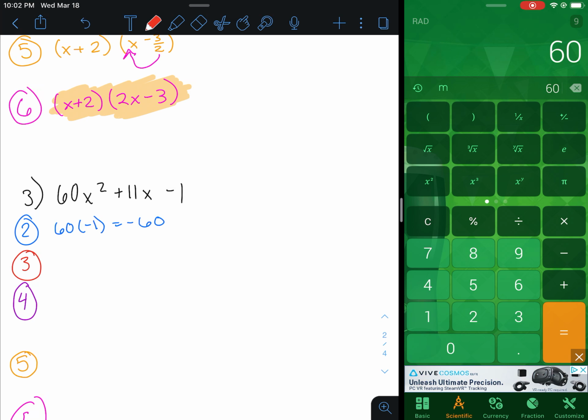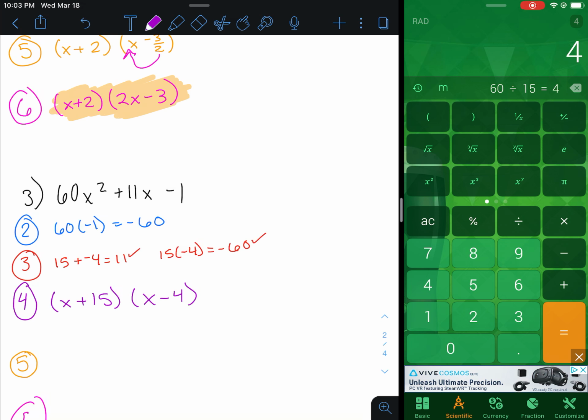So over here, we know 15 and 4, when multiplied, give us 60, and when added together, give us 11. Remember that it would be 15 plus negative 4 would give us 11, and 15 times negative 4 gives us negative 60. And we have to have those negative positives because our c value is negative, but our b value is positive. So again, the larger term is positive. Our next term here is going to be x plus 15 times x minus 4.